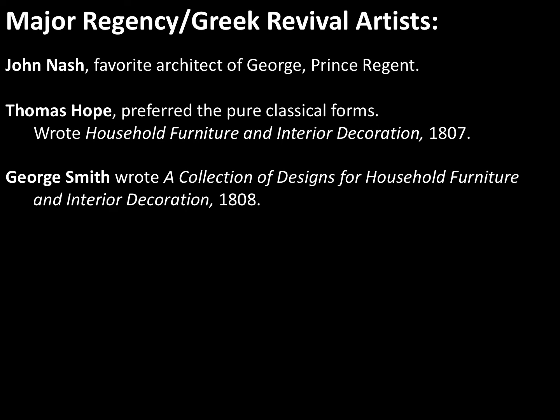The major artists of this period in England are John Nash. He built quite a few things for the Prince Regent. Thomas Hope, who very much preferred the purity of the classical forms. And George Smith was also a big influencer because he wrote his collection of designs for household furniture. So you see how these people are starting to not only build and design structures and furniture, but they're also publishing books designed to influence the people in the middle class.